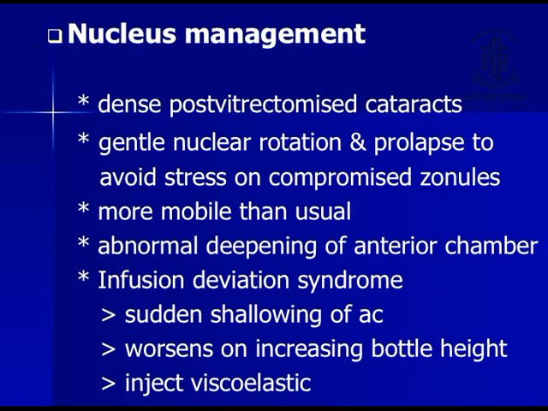Now, what is this infusion deviation syndrome? We expect the anterior chamber to be deep, but sometimes there is paradoxical sudden shallowing of the anterior chamber and you tend to increase the bottle height. However, this would further worsen the condition. It's better to inject viscoelastic. The cause for this infusion deviation syndrome is that the fluid actually goes through the zonular defects from the anterior side to the posterior side, thereby pushing the iris-lens diaphragm even forward. So therefore do not increase the bottle height in these cases.